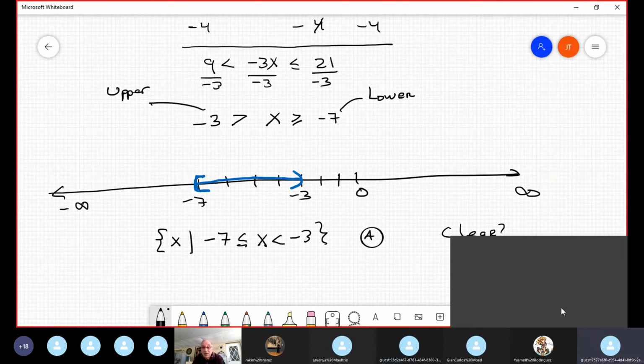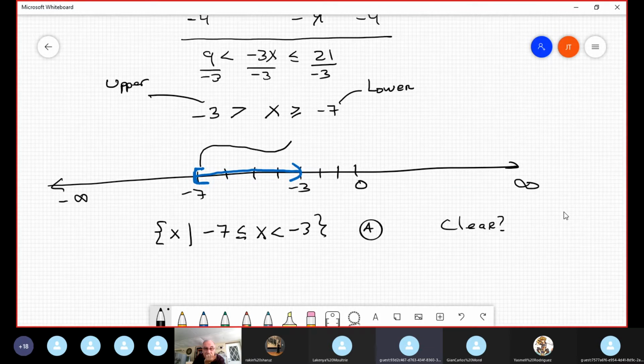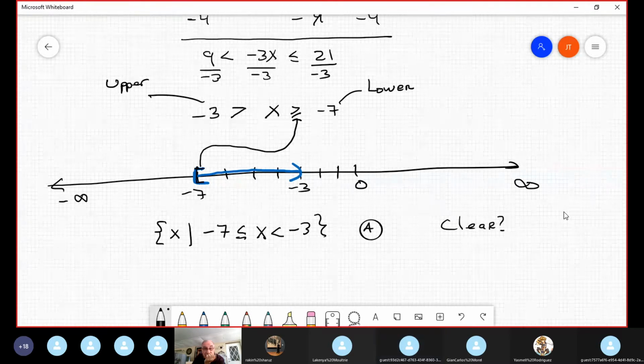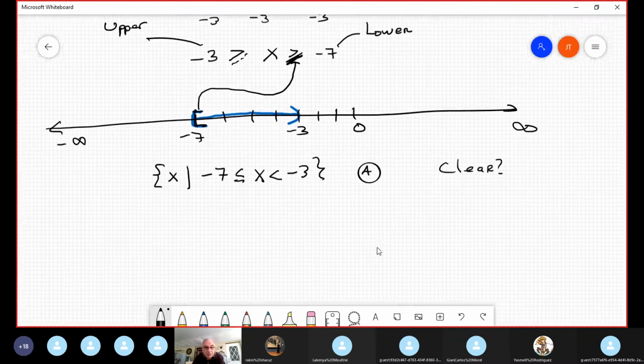Okay, super. So one more thing on the line, on the blue bracket, that is a bracket because of the equal sign. The reason that this is a bracket is because in negative 7 we have equal, and in negative 3 we have no equal. This is missing. That is the reason. Okay? Any other question?